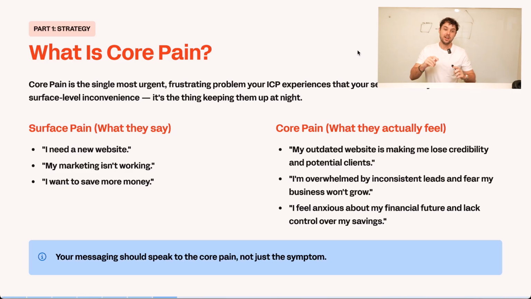The surface pain, like this would be a bad pain point, is, oh, I need a website. If I was selling website services, there's all these businesses out there who don't have a website. They're just going to think, okay, I know I need a website, but it's not that important. Whereas if someone is like, my outdated website is making me lose credibility and potential clients, that actually feels much deeper, and they're going to be much more likely to buy your product, okay?